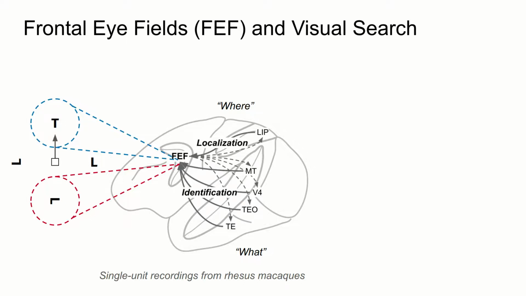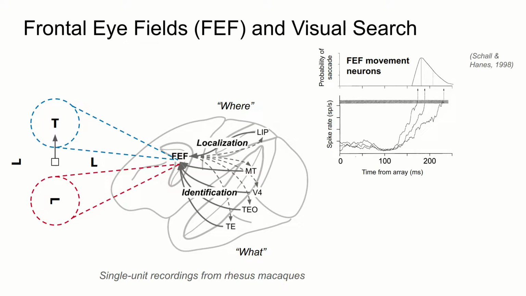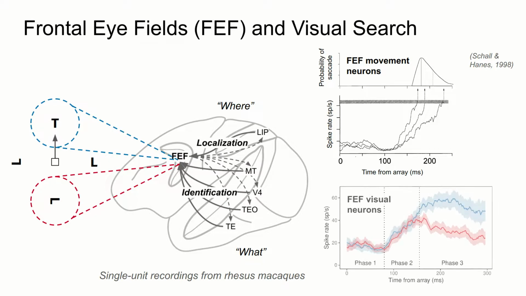We focus on two types of neurons in FEF. One type, which we call movement neurons, enacts an accumulation process whereby the neurons ramp up spiking activity to a threshold. The neurons that first reach threshold determine both the timing and endpoint of a saccade. The other type, visual neurons, show a characteristic three-phase pattern.